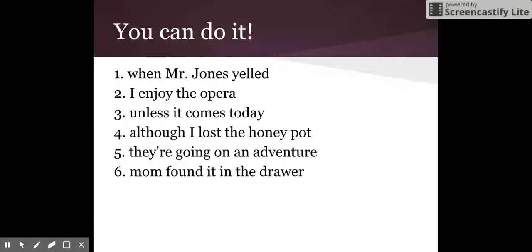Number 1, when Mr. Jones yelled. Number 2, I enjoy the opera. Number 3, unless it comes today. Number 4, although I lost the honey pot. Number 5, they're going on an adventure. Number 6, Mom found it in the drawer. Let's see how you did.